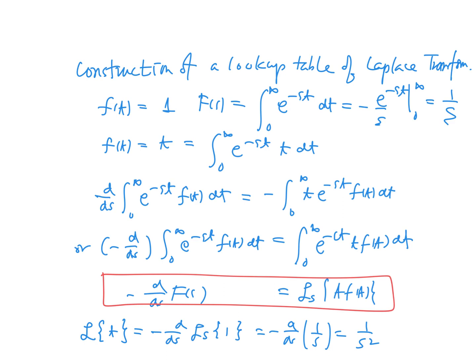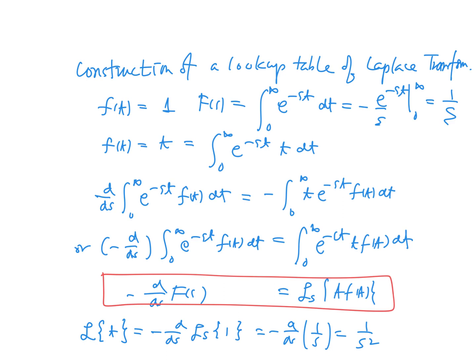So e^(-st) t f(t). So the Laplace transformation of t f(t) is the same as minus d/ds of F(s). And since we already obtained the transformation of 1, which is 1 over s, the Laplace transformation of t is the same as minus d/ds of the Laplace transformation of 1. Right? This is 1 over s squared. And then you can continue to obtain the same thing.